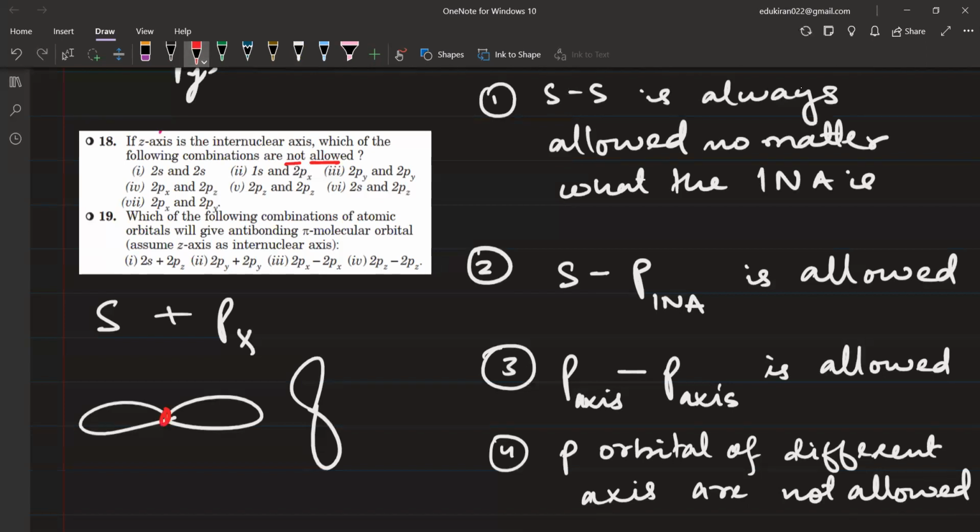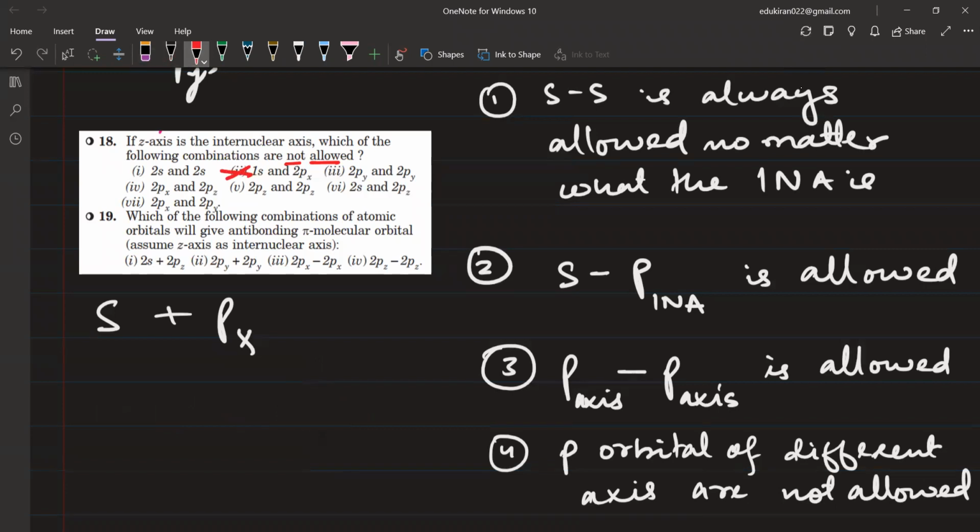If you look at this particular nuclei, you're having positive here, you're having negative here. But if you look at this nuclei, it is not having anything here, not having anything here. So the symmetry is not the same. That is why the p orbitals of different axes are not allowed. So what is not allowed?